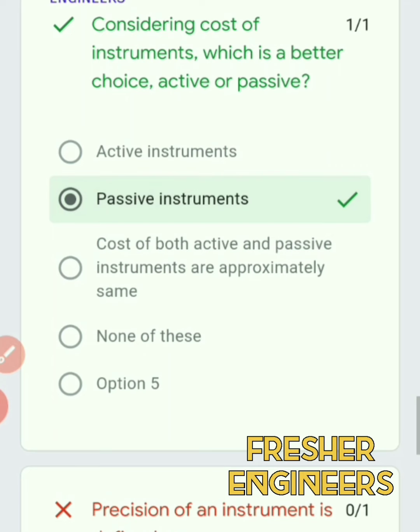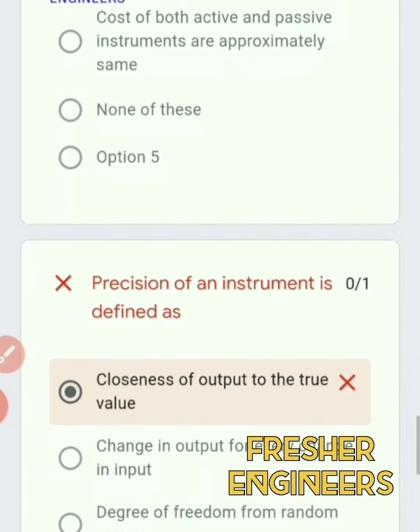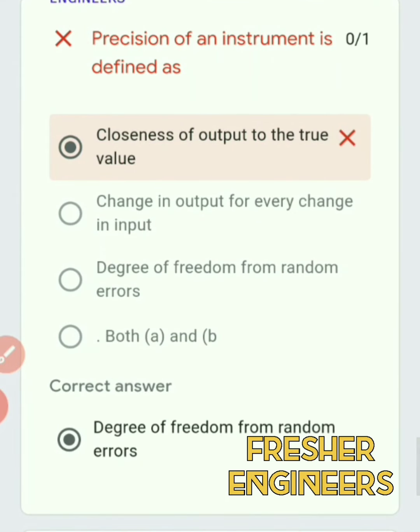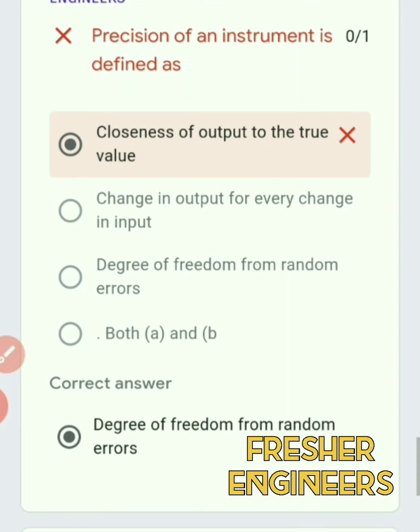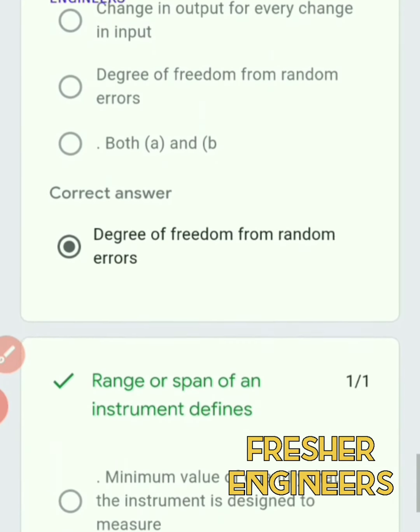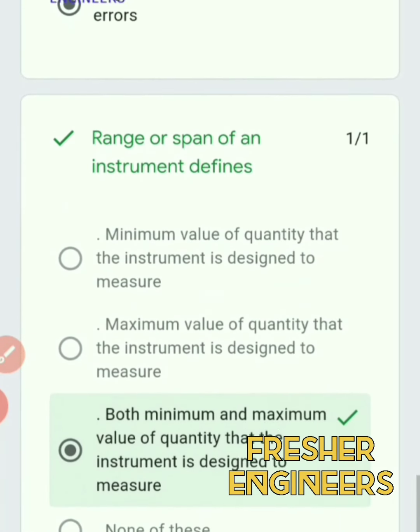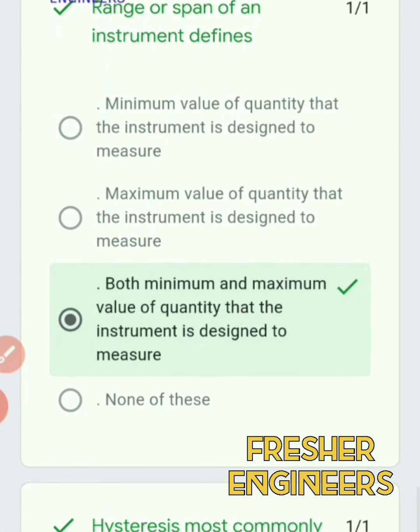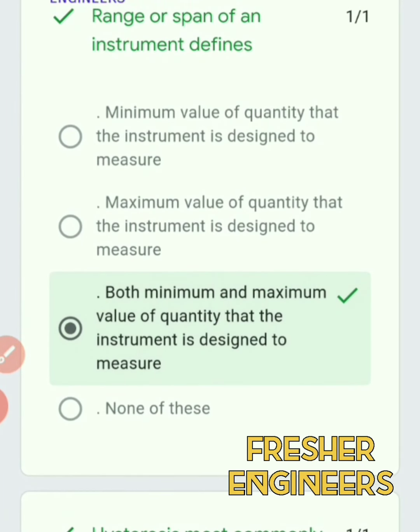Precision of an instrument is defined as degree of freedom from random errors. The correct option is C. Range or span of an instrument defines both minimum and maximum value of quantity that the instrument is designed to measure. The correct option is C.